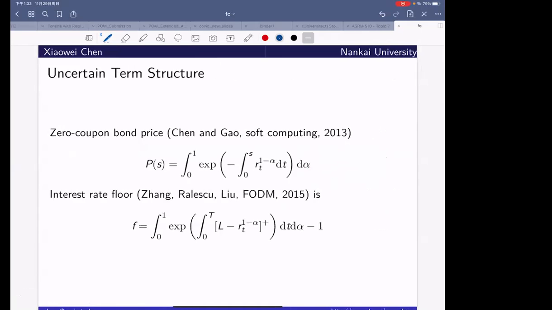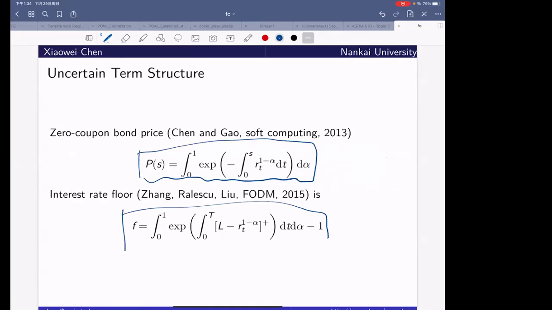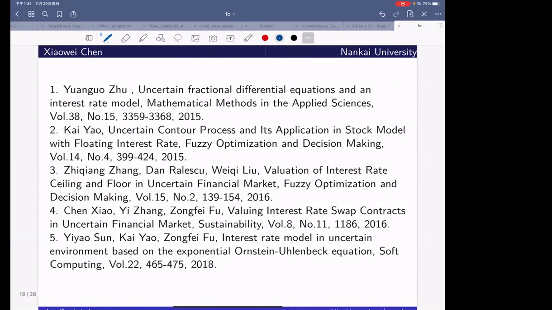So again, the Xiaowei formula is very useful. You can find we just put the alpha path into the formula and get the solution of the pricing formula. And also we can put the alpha path into the interest rate floor or interest rate ceiling formula to get the solution. So it's very useful. And there are a lot of models focused on different types of uncertain interest rate models.